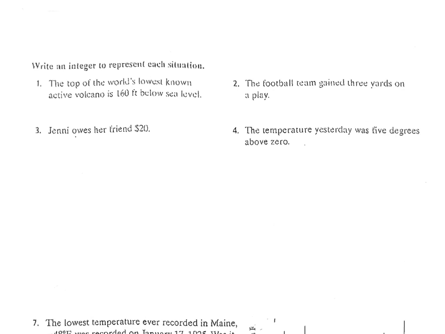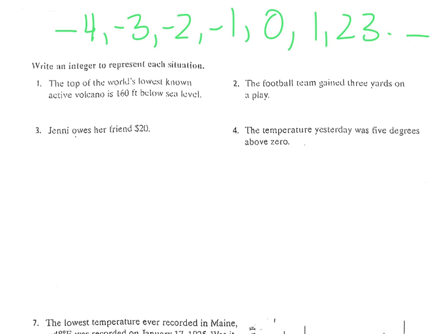In this lesson, we are going to learn about integers. So we're just going to take a look at some different situations and identify the integer that goes with each. Integers are positive and negative whole numbers. So, for example, it'd be like -4, -3, -2, -1, 0, 1, 2, 3. Those are examples of integers.